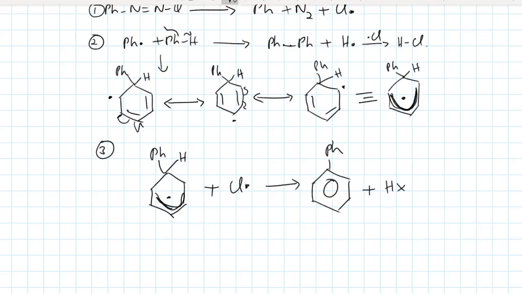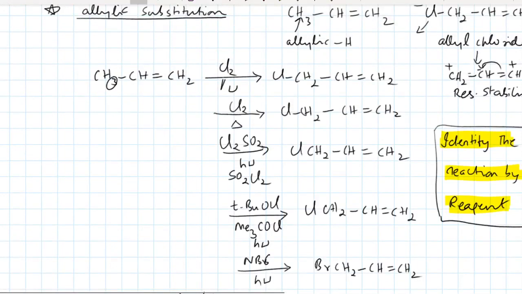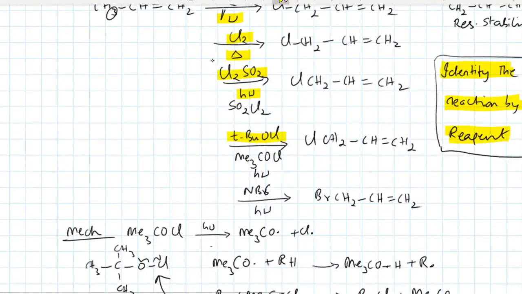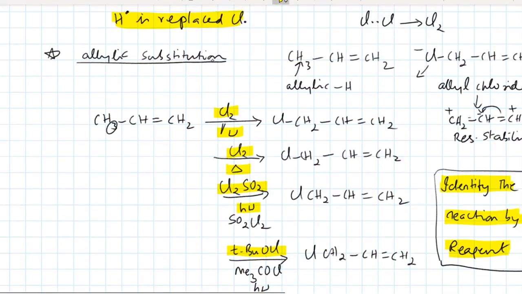Okay, so basically when does the free radical reaction take place? You have to identify the reagents. So all these reagents: chlorine in the presence of light, halogen in the presence of heating, sulfuric acid in the presence of heating, tertiary butyl hypochlorite in the presence of light to give energy, N-bromosuccinimide in the presence of light. All these reagents will undergo free radical halogenation, mainly in the case of allylic compounds.